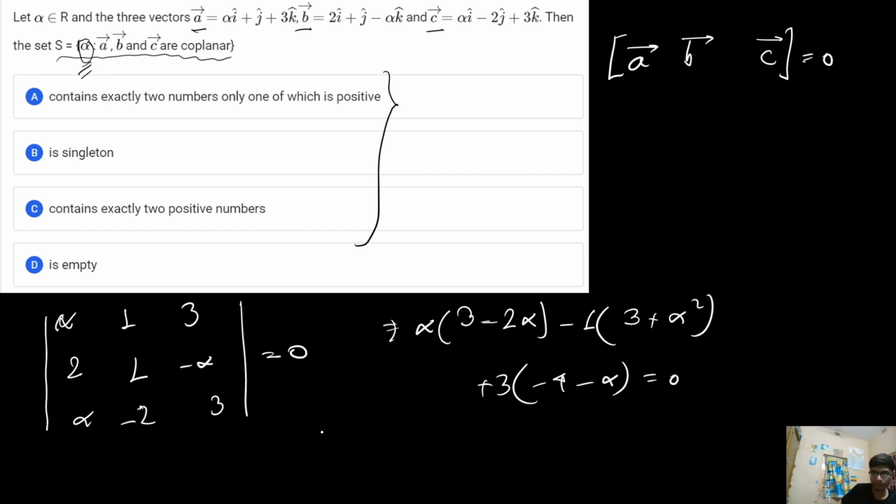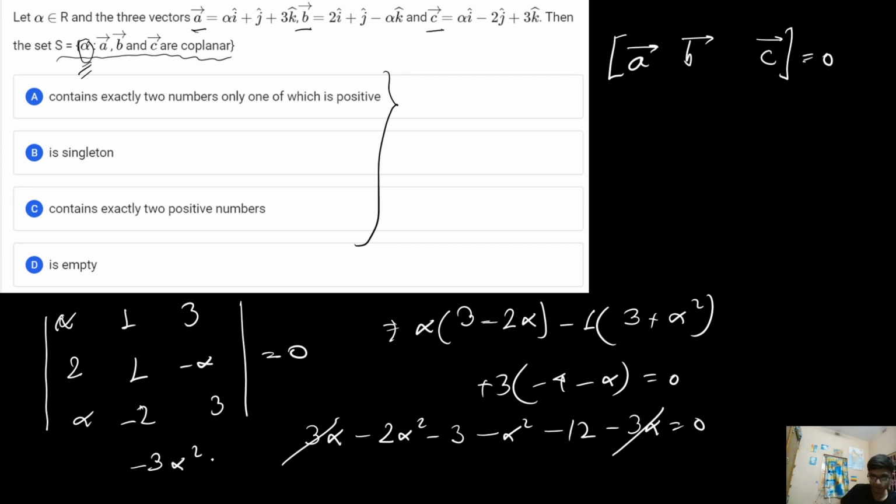So if you compute the result, this will be 3 alpha minus 2 alpha square minus 3 minus alpha square minus 12 minus 3 alpha equal to 0. So 3 alpha minus 3 alpha cancel, and similarly this will be minus 3 alpha square, which, taking the constant to the other side, is equal to minus 15. So from here the value of alpha square is minus 5.